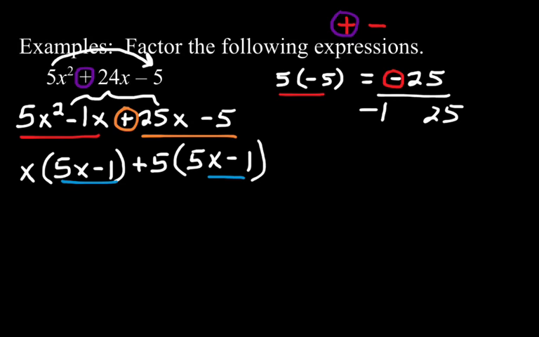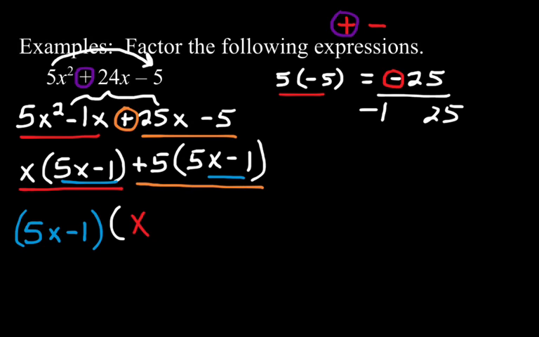Once again, those terms are the same. We're going to be able to factor out a 5x minus 1 from both of these. From our first group, what's left is going to be the x. And then from the second group, what's left is going to be the plus 5. And we get our factors.